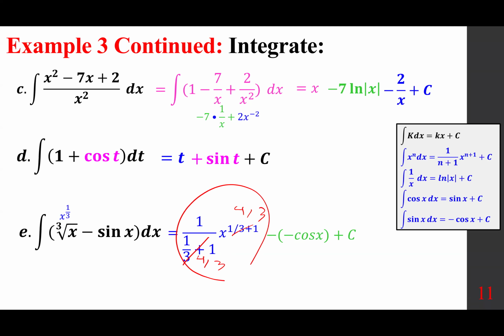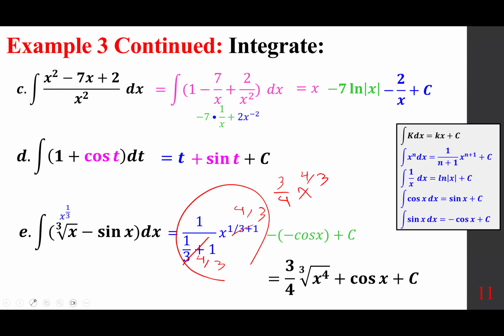1 over 4/3, it's the reciprocal of that, and it's 3/4 x to the power of 4/3. Now, x to the power of 4/3, you can write it as cube root of x to the power of 4. So 3/4 cube root of x to the power of 4 plus cosine x plus a constant. This is just putting it in the same format.